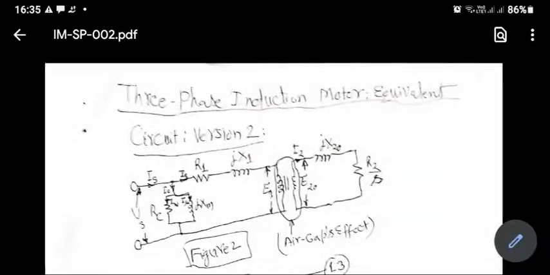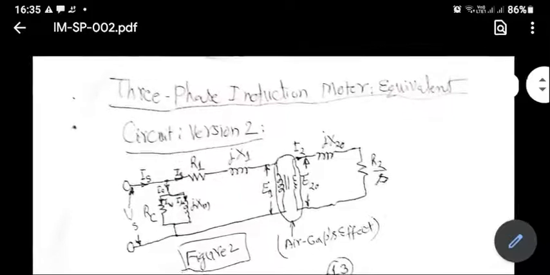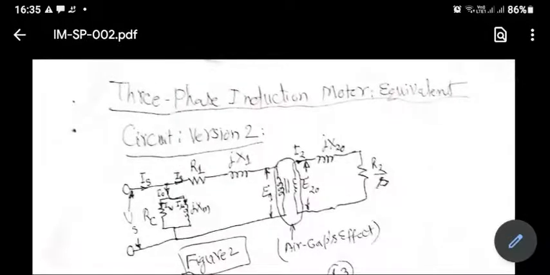Now the same document continues. This is the second part of the same document. I'm revisiting the equivalent circuit and I will try to make it slightly different. Let's see how. The equivalent circuit I showed in the previous document was almost what I'm showing you right now. But on the right-hand side, you'll see some difference. Let's see how we did that.